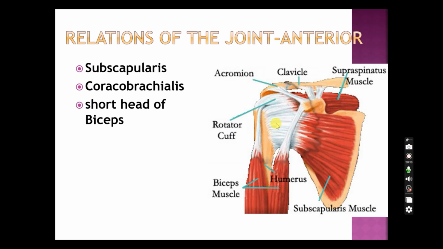This muscle makes the anterior relation along with the two muscles taking origin from the coracoid process. What are they? Short head of the biceps and the coracobrachialis muscle. So this is the anterior relation: coracobrachialis and short head of the biceps along with the subscapularis muscle.